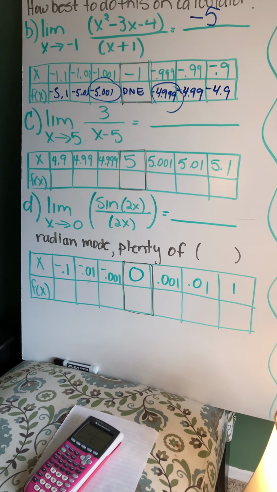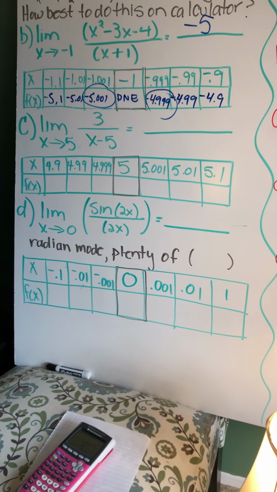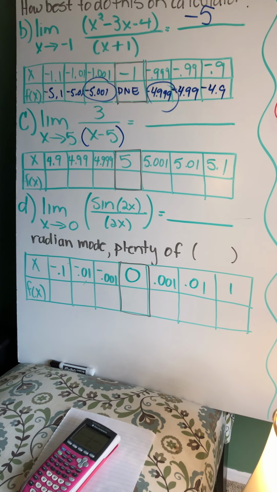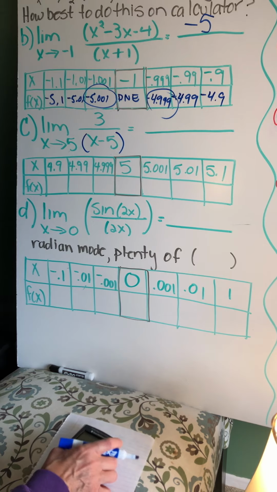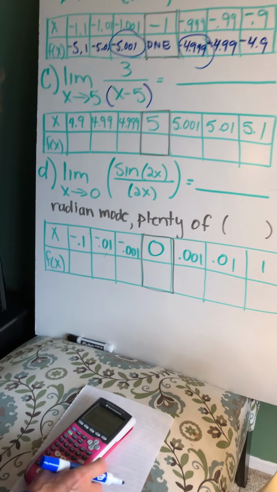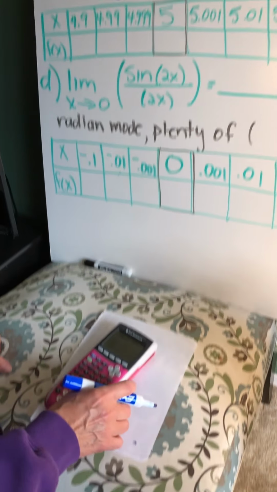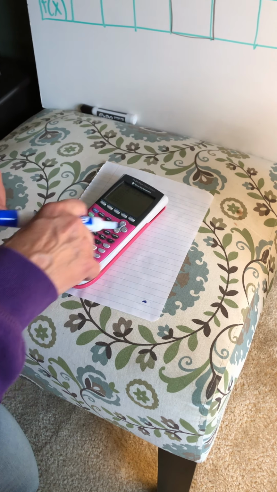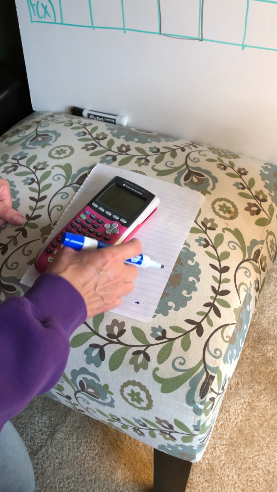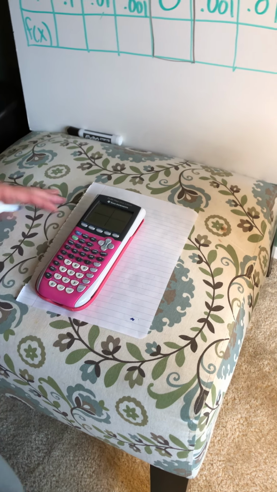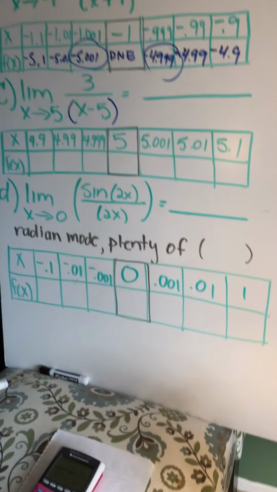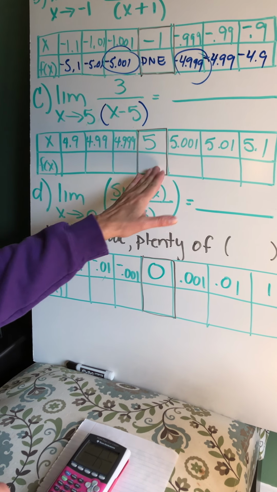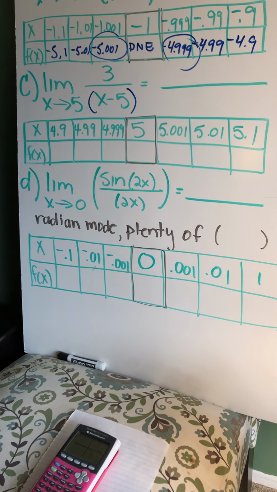The limit as x approaches 5 of 3 over x minus 5. You know, I should really have some parentheses right there. I'm going to add those. Going to put that in my calculator. And you know what I'm doing. You could almost skip over this, but I have to fill it in so that you can see what I'm doing. I put this in my calculator, I'm putting in these x values, and I'm filling in my chart.